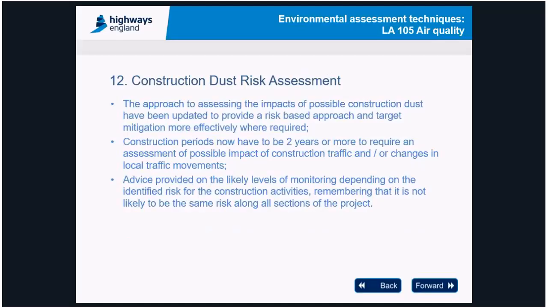So what we've done now, and we'll come over to this on the next page, is take a balanced view on how you come up with a judgment of dust risks. We've moved the construction period from 6 months, as previously was in HA 207/07, to 2 years, and that represents a more reasonable balance of likely consequential impacts and the ability to influence them, and tries to develop some advice around the likely levels of air quality monitoring that may need to be supported for construction dust activity. So let's just have a quick look at the next one.